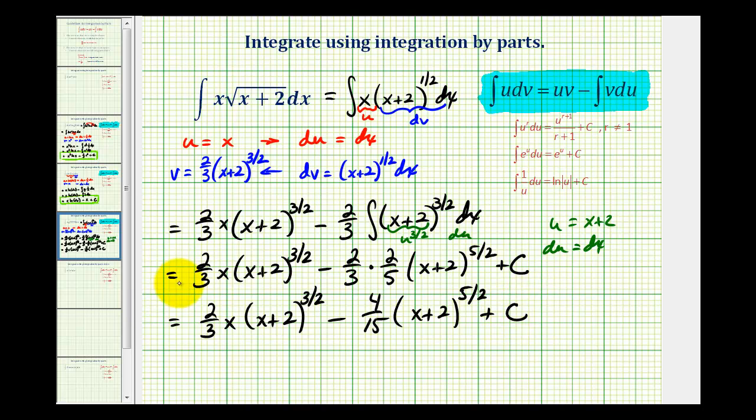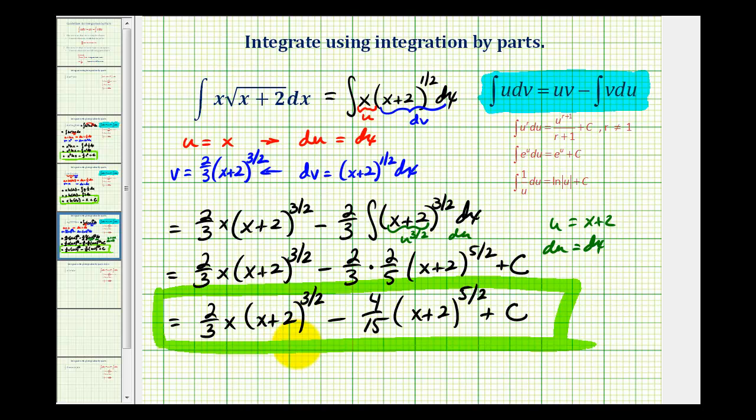I think this is a fairly challenging one because it is fairly difficult to determine what we should let u equal and what we should let dv equal. But here's our antiderivative.